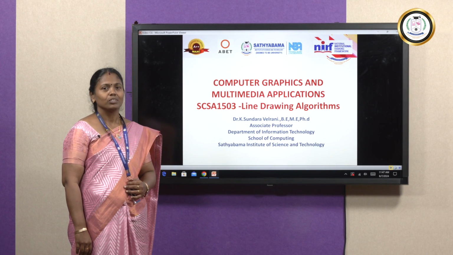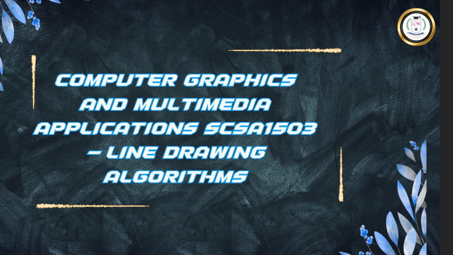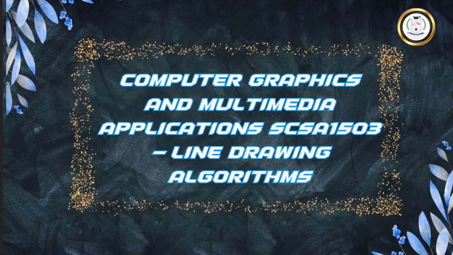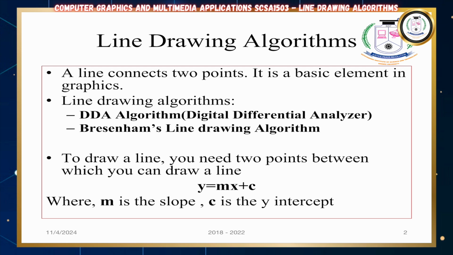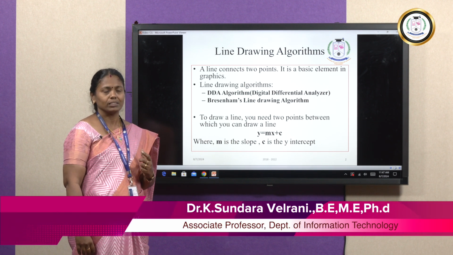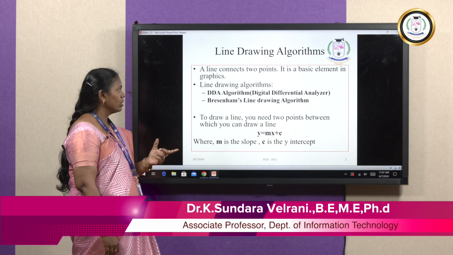Today I am going to discuss computer graphics and multimedia applications, in this case line drawing algorithms. In computer graphics, the first step for drawing any object is to find out how to draw the lines. So this is the initial step for drawing the object, and for this we are going for line drawing algorithms.